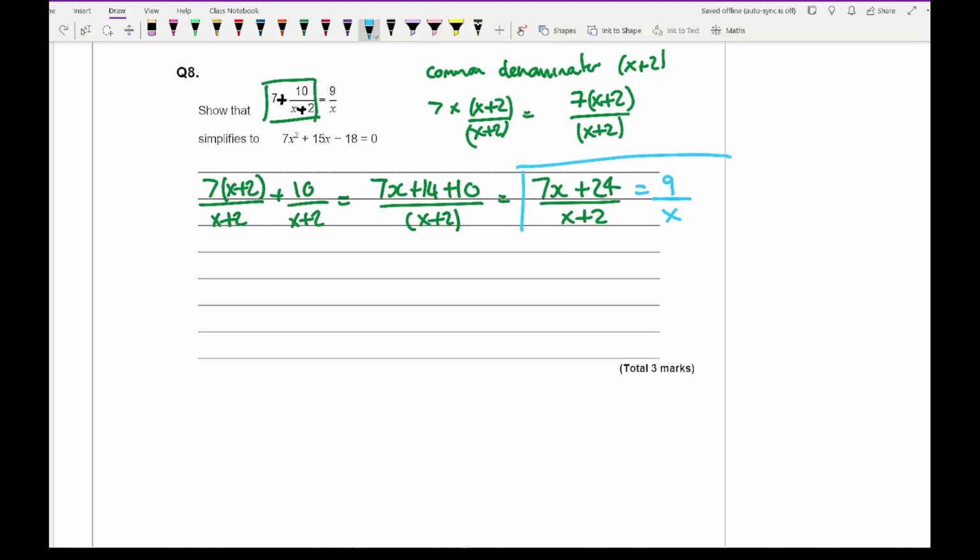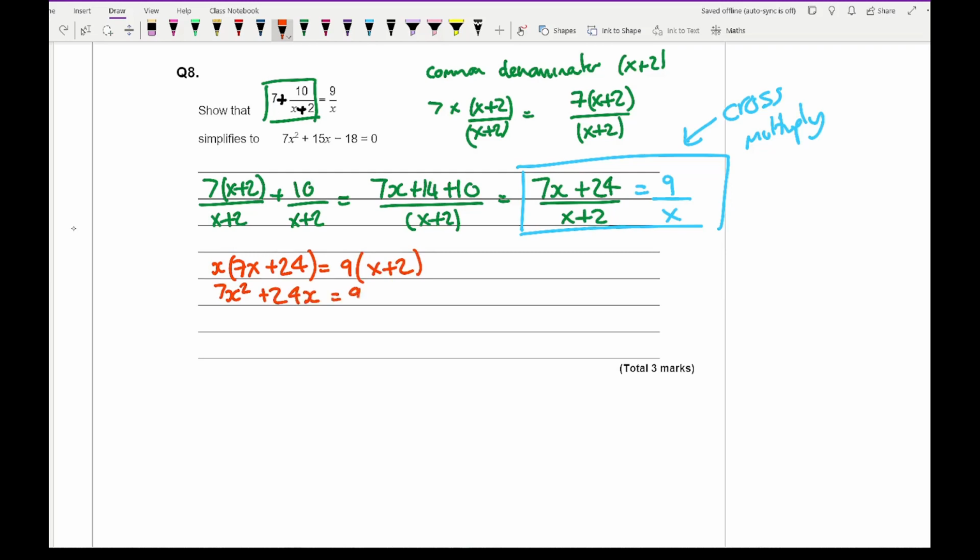Now from this, what you then want to do is cross multiply. So if I cross multiply, what do I end up with? Well, I end up with x times 7x plus 24 equals 9 lots of x plus 2. Then expanding, we get 7x squared plus 24x equals 9x plus 18. Then I take all of this over to this side, and I end up with 7x squared plus 15x minus 18 equals 0, which is what they wanted me to show.